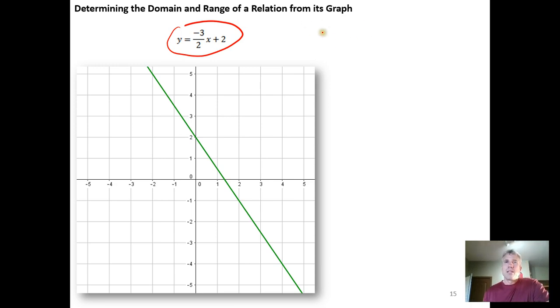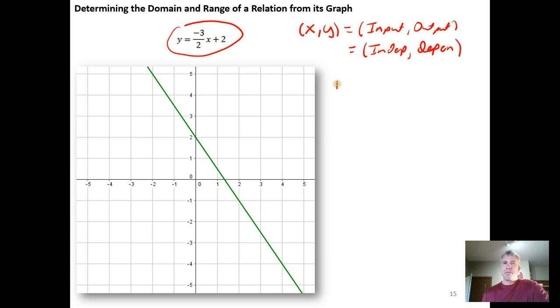So remember, domain and range, if we're working with an equation that's generic, there we have x, y ordered pairs, and these correspond to input, output, or independent variable, dependent variable. And when we're doing the domain, we're always talking about the input or independent variable. So we're trying to determine what values we're allowed to use for the inputs or independent variable.